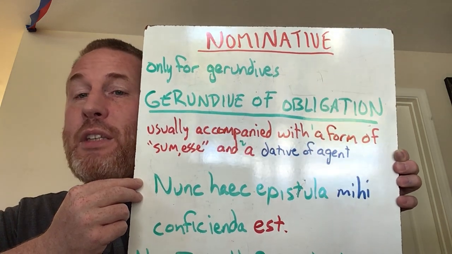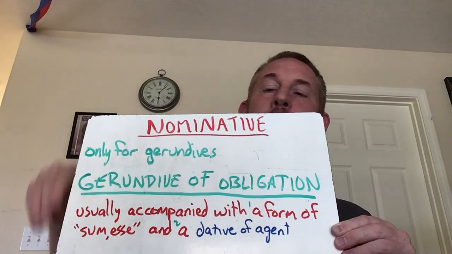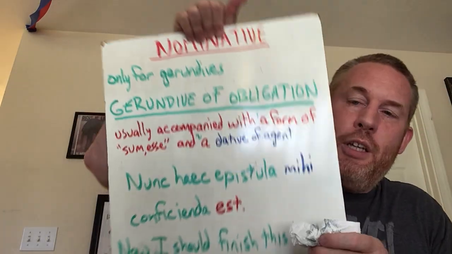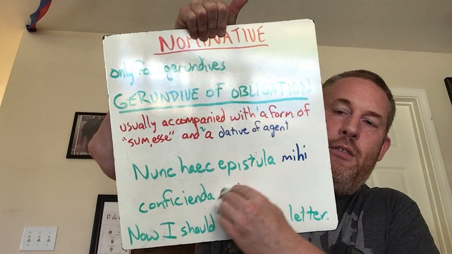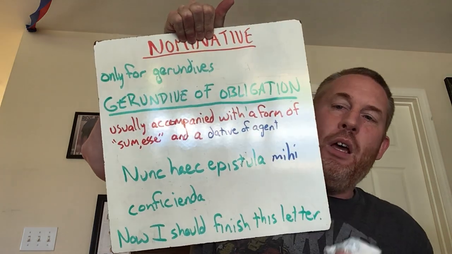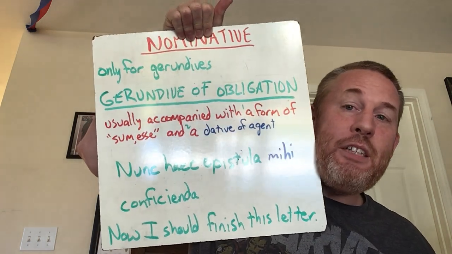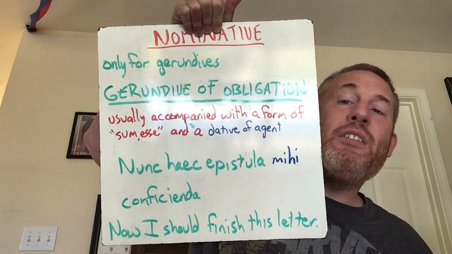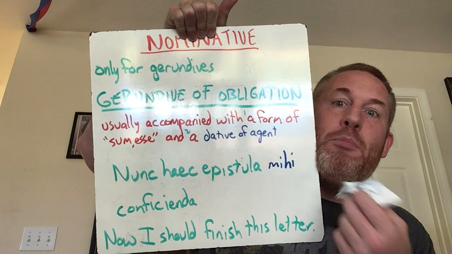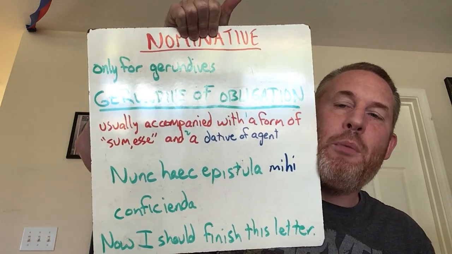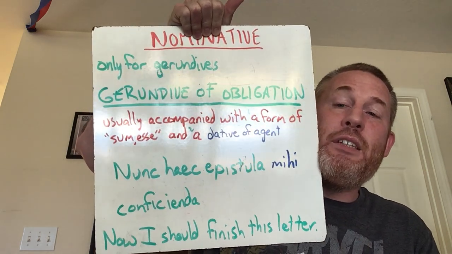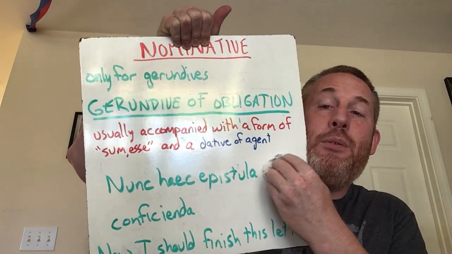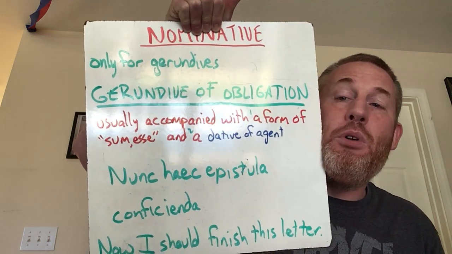Now, the weird thing is you could actually, and I'm going to get out my high-tech eraser, a napkin, you can actually erase est. God, I hope I do this right. You can actually erase est and it still works. Nunc haec epistula mihi conficienda. Because it's understood that an est is implied. Okay, est is a weak verb. So this still translates as this. Okay, and you could actually erase mihi and it still works.